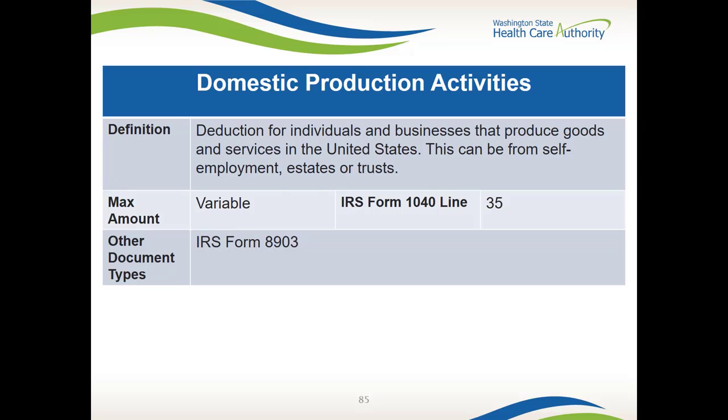Domestic production activities. This deduction is for individuals and businesses that produce goods and services in the United States. This can be from self-employment, estates, or trusts. Currently, the deduction amount for domestic production activities is variable.